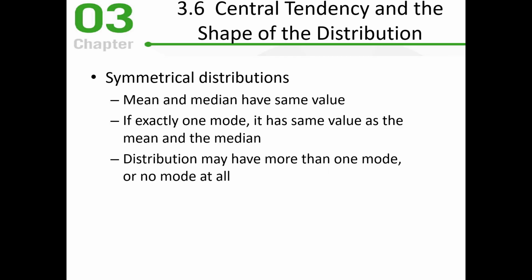With symmetrical distributions, for example, if you have 1, 2, 3, 3, 4, and 5, the mean and the median will have the same value, being 3 in the example that I just laid out. 3 is also the mode too, although if there were not exactly one value with the most frequent scores, the mode could be other numbers as well.